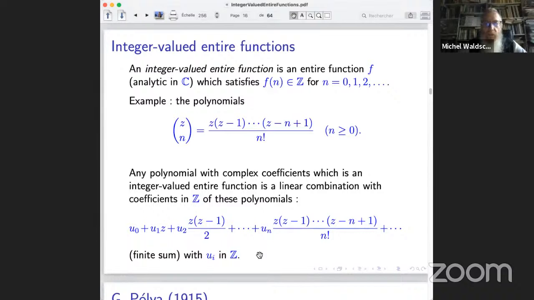An integer valued entire function, as I mentioned before, is an analytic function in C which takes integer values at the non-negative integers. If you look at polynomials which are integer valued, we know some of them, the so-called binomial polynomials, z(z minus 1)...(z minus n plus 1) over n factorial. These polynomials are integer valued: if you take z a positive integer, then it gives an integer. And this set of polynomials gives a basis for the Z-module of polynomials taking integer values at the integers. So any such polynomial is a linear combination of the fundamental ones. We have a basis.